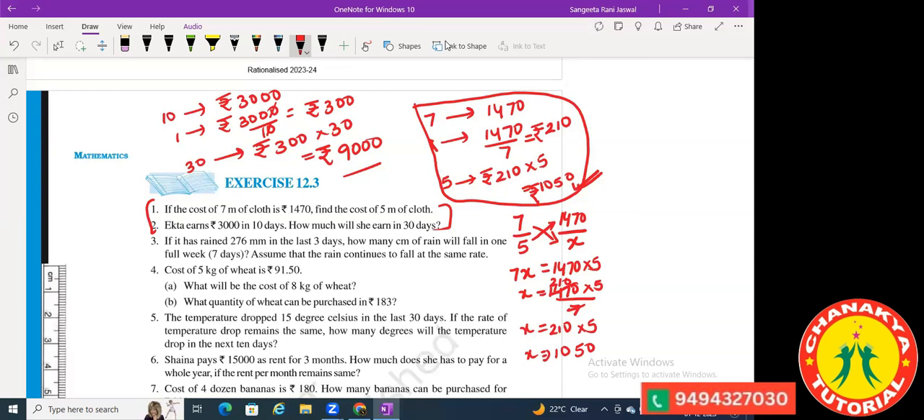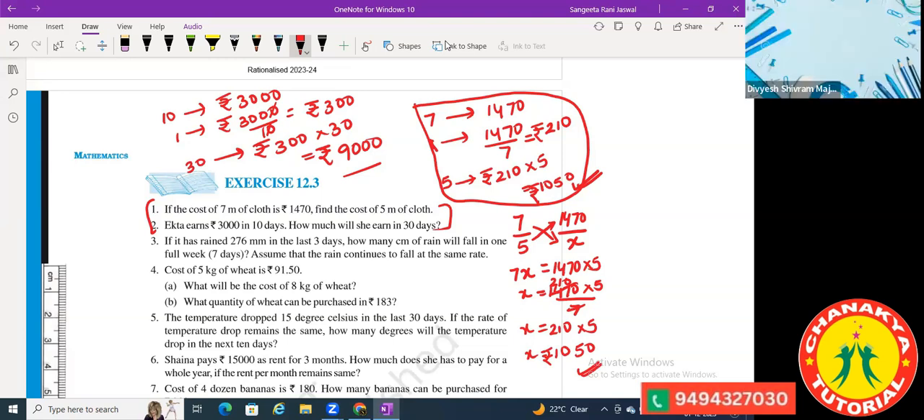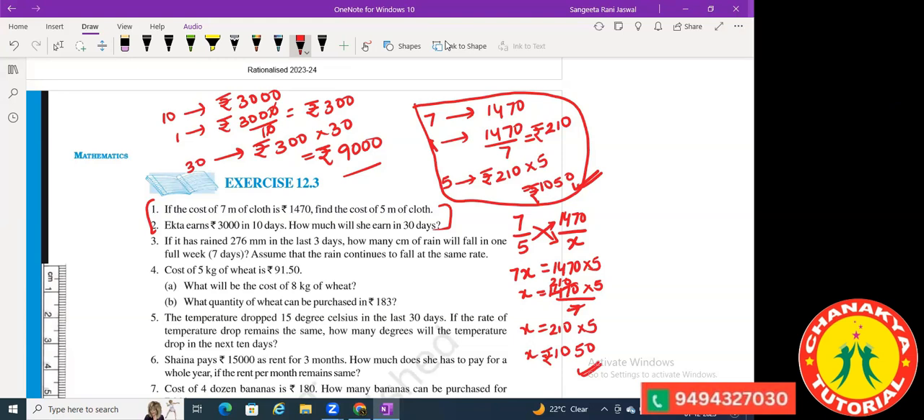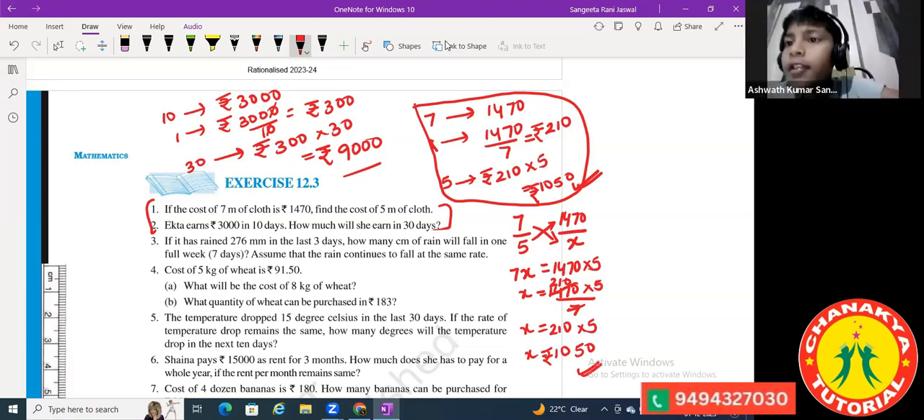So this was the answer that we got with the unitary method also, the same answer, and we got it with the proportion method also. Understood this? Yes, ma'am. Ma'am, can you explain it once again?